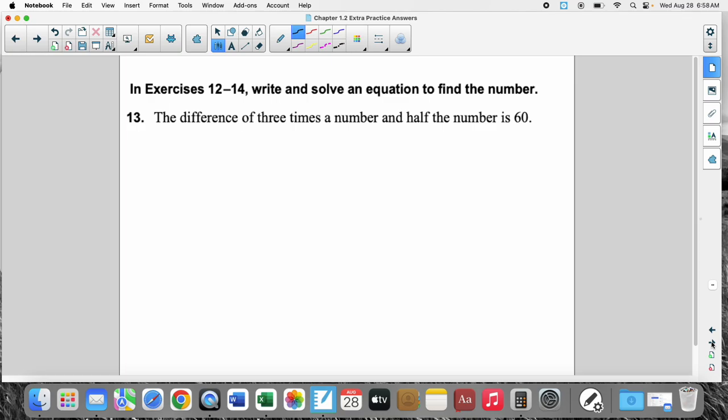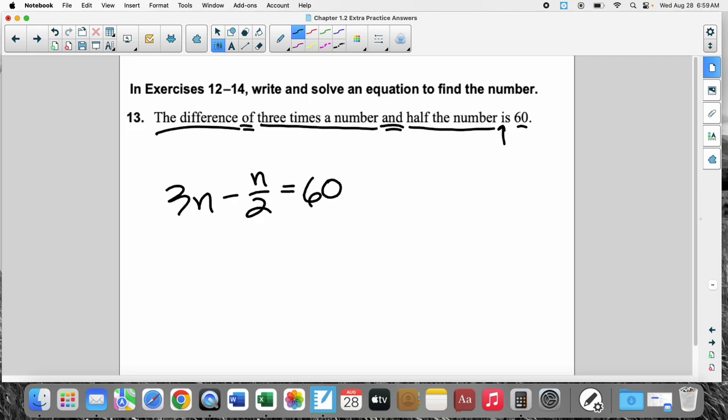The difference of 3 times a number and half the number is 60. So the difference, that's subtraction of 3 times a number minus half the number, we can write that like that, is 60. Ooh, that's a good one. All right, I may even write this half the number, minus half the number.